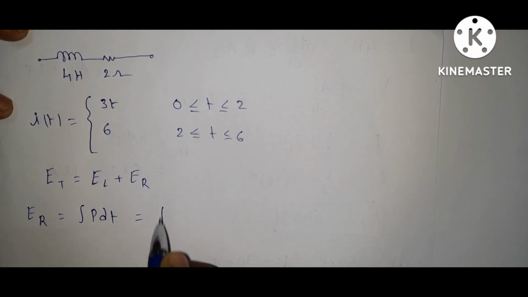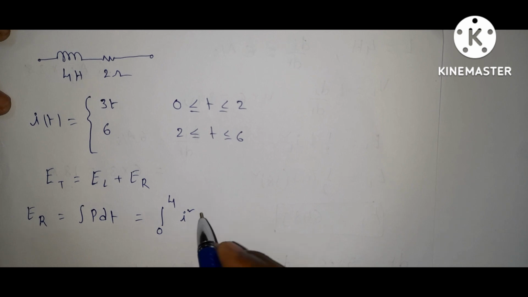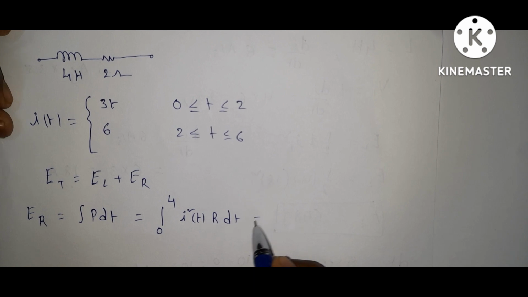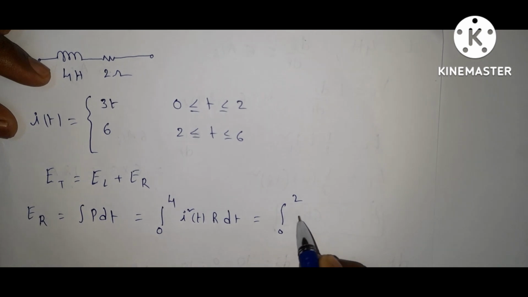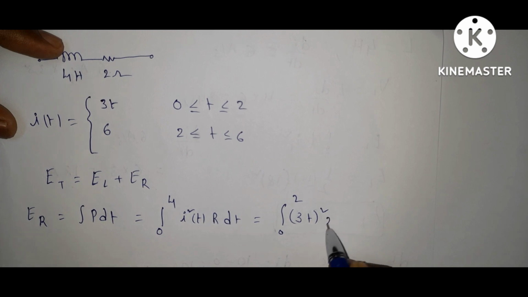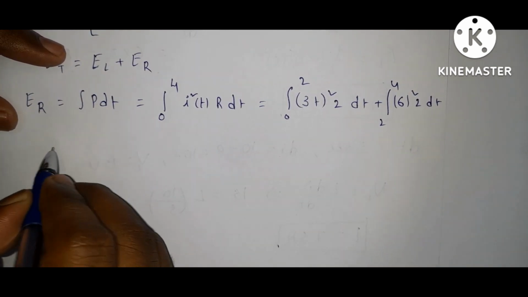So the integral is from 0 to 4. What is P? I square R. Here we know the current, so I square of t into R dt. That is equal to, from 0 to 2, what is the current? 3t. 3t whole square into the resistance value, 2 ohms, dt, plus integral 2 to 4. What is the current? 6. 6 square into 2 into dt.